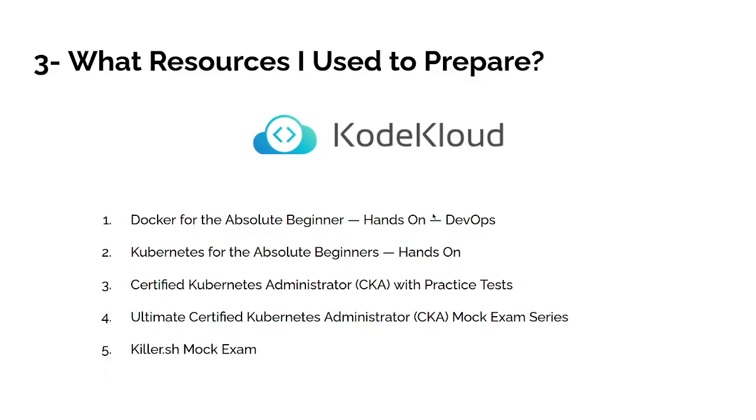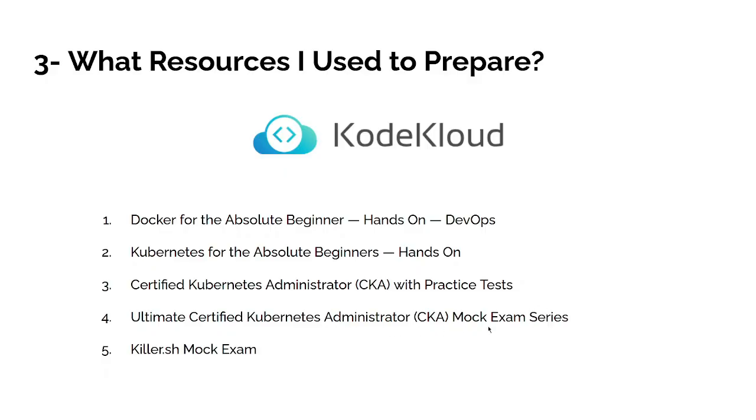The first thing you will do is the Docker for Absolute Beginners course. So you learn about Docker from the basics of the basics, and then you will do the same thing with Kubernetes for Absolute Beginners. After that, you will go to this 23 hours course, Certified Kubernetes Administrator. It has a lot of labs and also practice tests at the end. When you complete these 3, you will go forward to the ultimate Certified Kubernetes Administrator mock exam series.